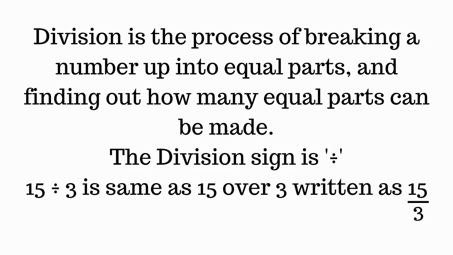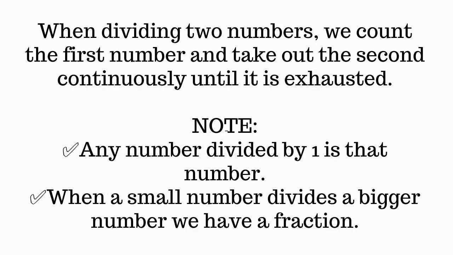Division is the process of breaking up a number into equal parts and finding out how many equal parts can be made. The sign for division is a dash with a dot up and down. 15 divided by 3 can be written as 15 over 3.